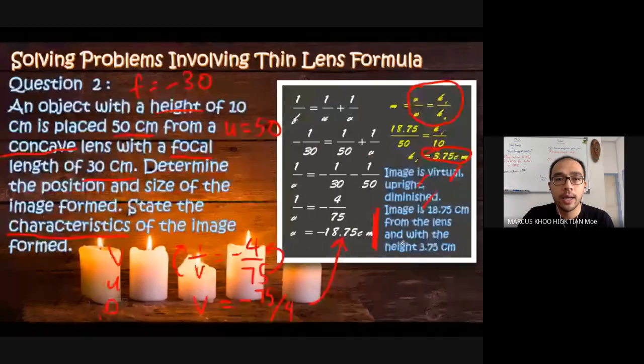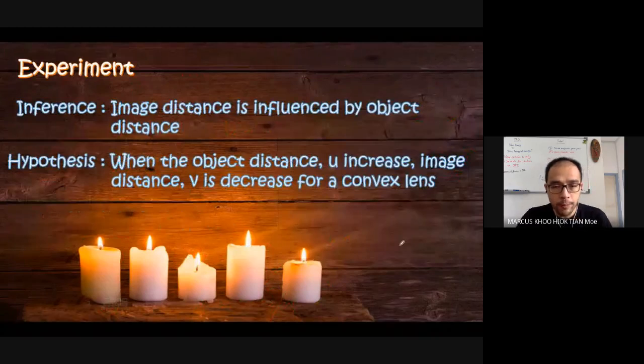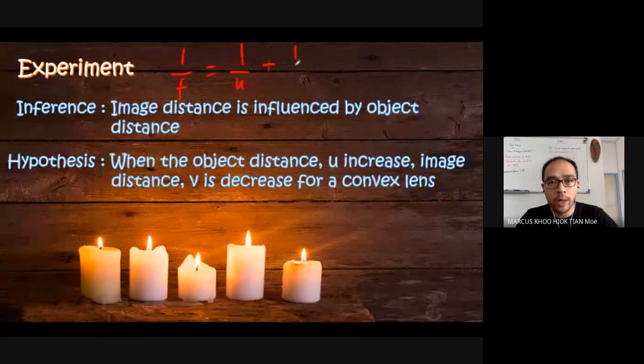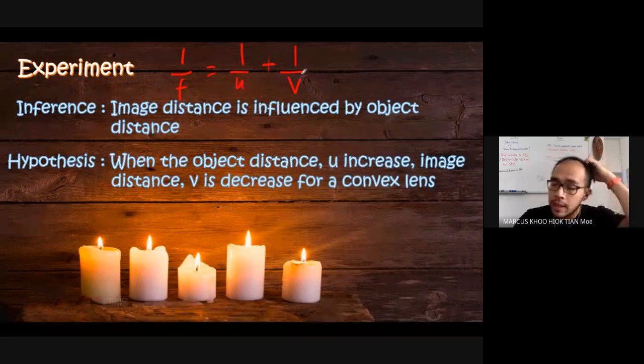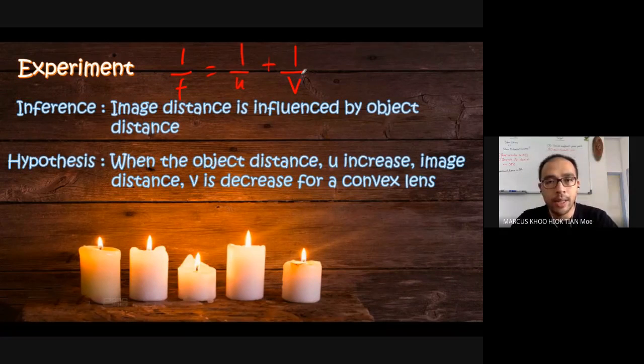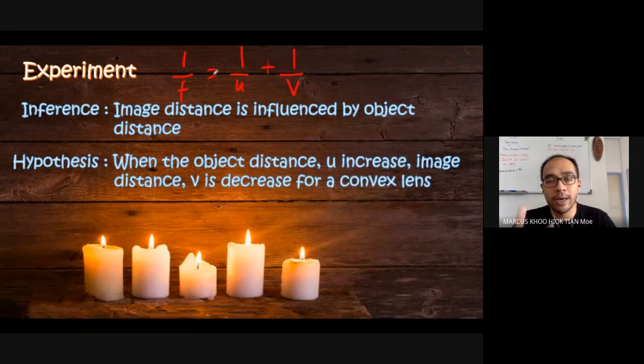Alright. Now, this formula, 1 over F equals 1 over U plus 1 over V. I want to talk about this formula a little bit. Let's say if I change the positions of the formula a little bit. Let's say if I want the kepala rumus to be 1 over V instead of 1 over F.